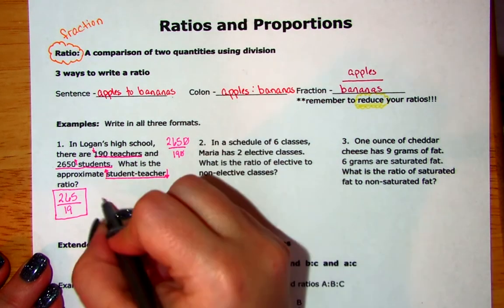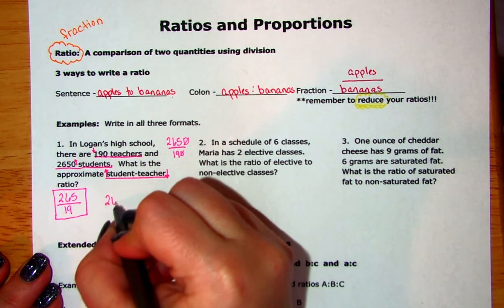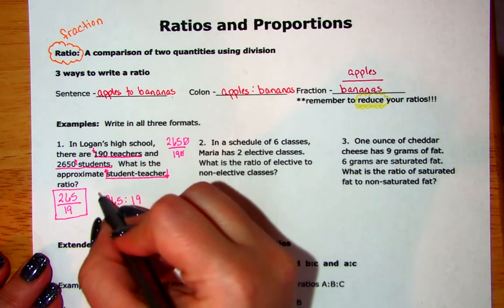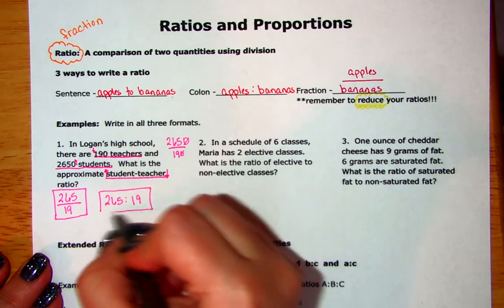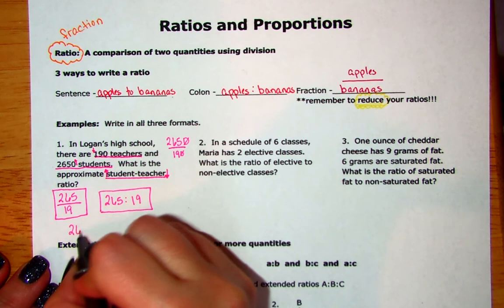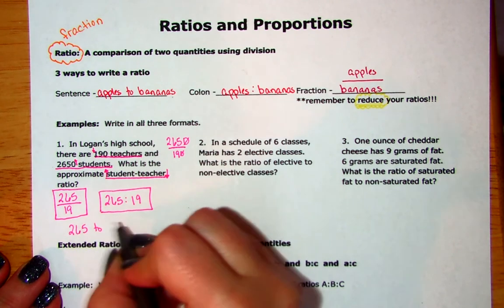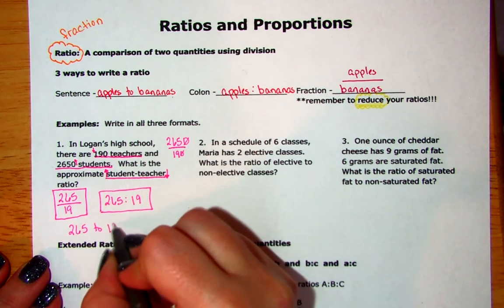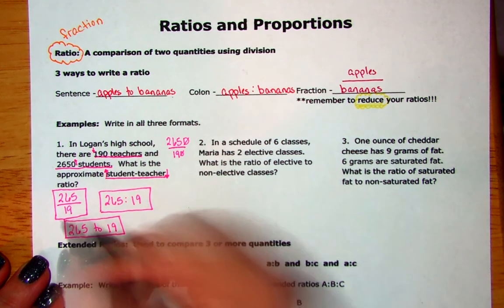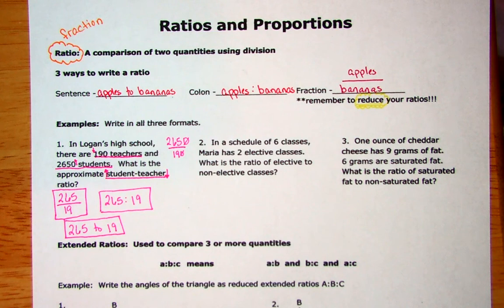Then we can do it as a colon. We can say 265 to 19. And then we can also do it as a sentence. So 265 to 19. So all three forms of the same ratio. Okay? All right, let's look at number 2.